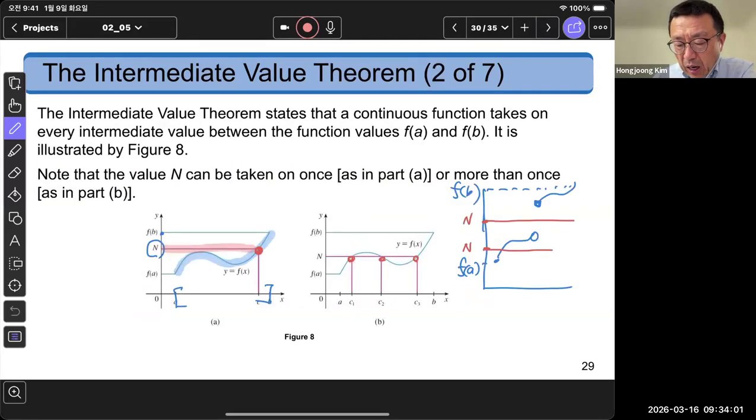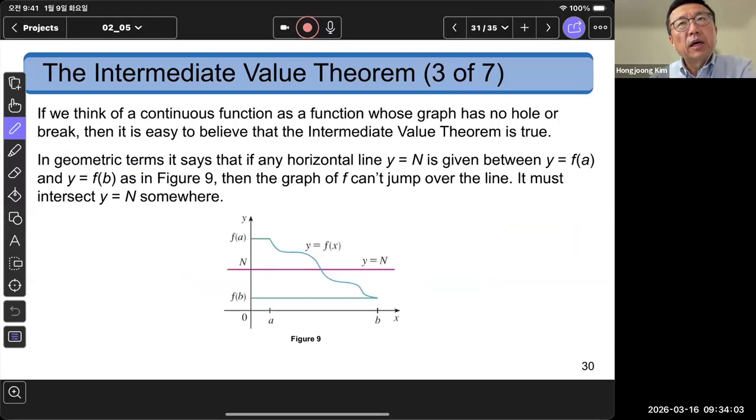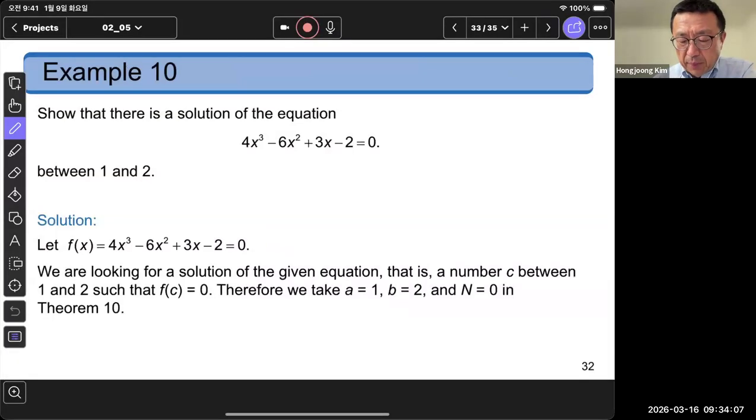Then how can we use this? So here is one example. Suppose that we want to consider this equation: 4x cubed minus 6x squared plus 3x minus 2 equals 0. The problem is to show the existence of a solution of this equation between 1 and 2.